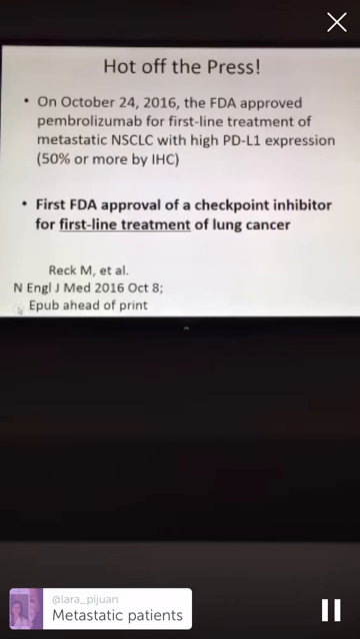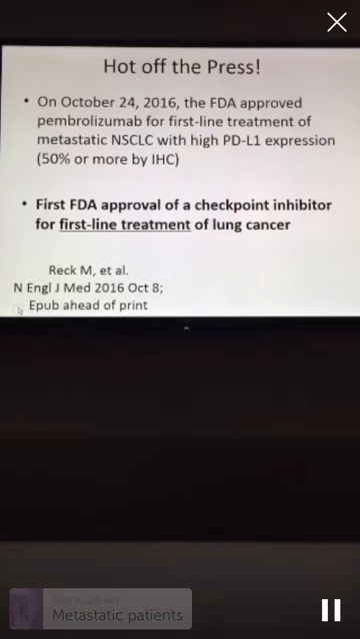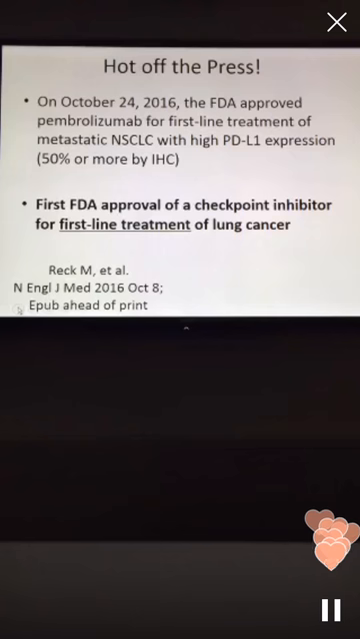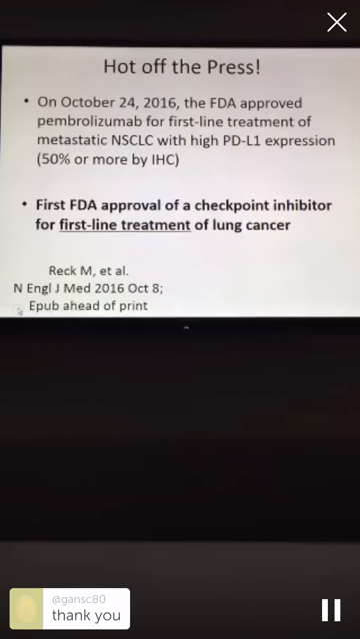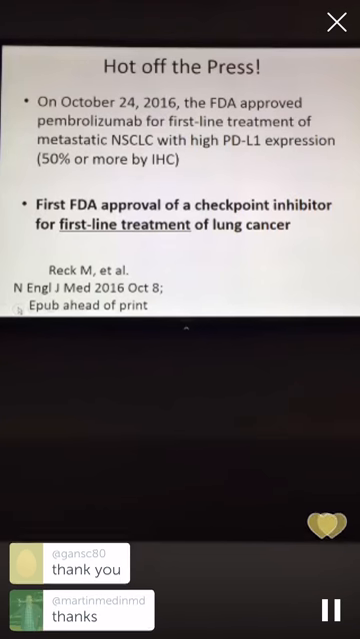And there's a lot of fighting within the lung community about what the cutoff should be. Should it be 1%? Should it be 5%? Should it be 50%? Should there be no cutoff? What should be evaluated, tumor cells or immune cells? But whatever the specifics are, immunotherapy is coming. And by the time you guys are practicing, all of you will have to deal with this.